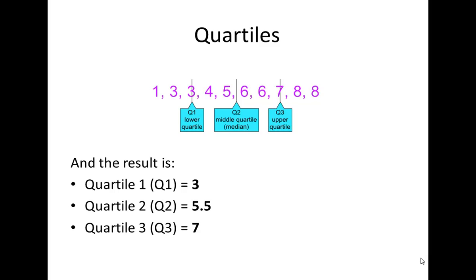Again, we will find quartile 1, or the lower quartile, by finding the median of the set of numbers that lie below our quartile 2, or median of the whole set. In this example, quartile 1, or the lower quartile, is 3. Quartile 3, or the upper quartile, is 7. We found it by finding the median of the set of numbers above the median of the whole set.